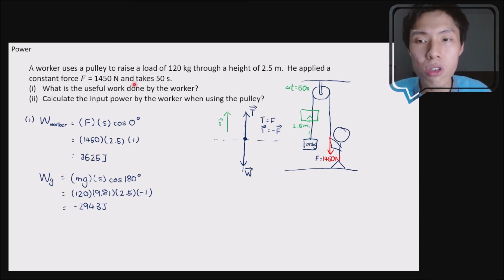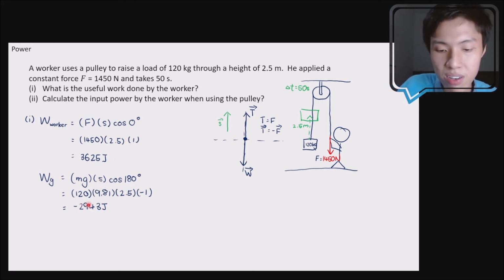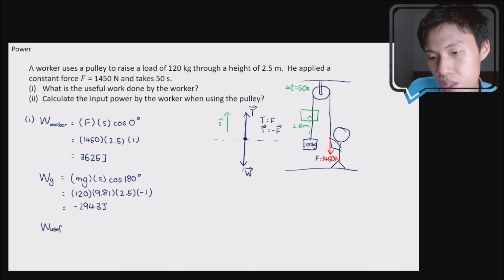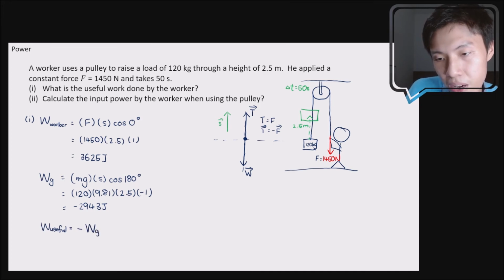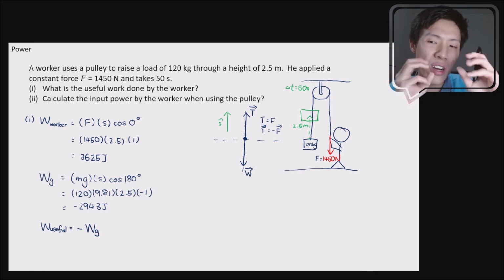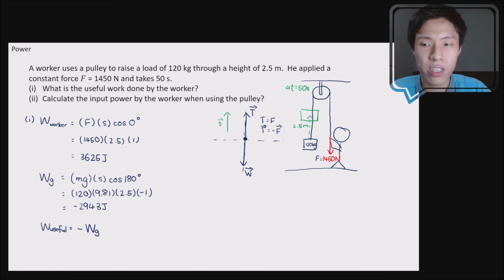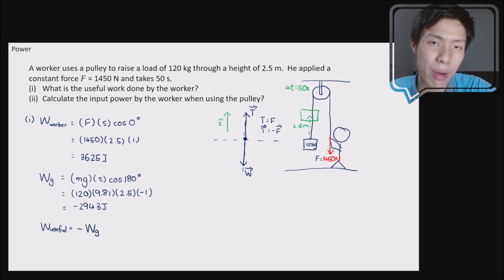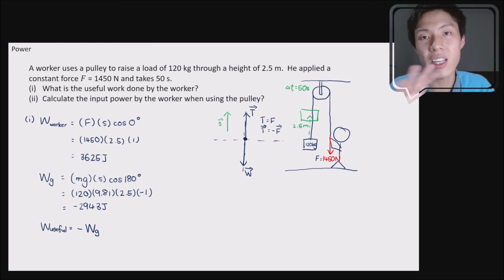So when we talk about useful work done, we are talking about the work done by the worker to overcome the gravitational force. So technically, the useful work done is just the negative of the work done by gravity, because we just need enough work to overcome gravity. We don't need more work than the work done by gravity. Just nice enough to bring up the object with constant speed, then it's good enough already.